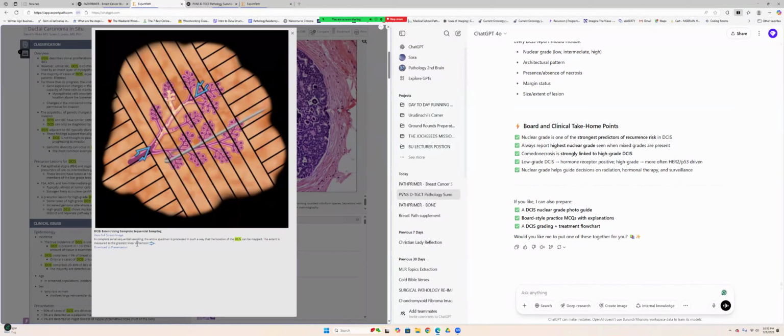In complete serial sequential sampling, the entire specimen is processed in such a way that the location of DCIS can be mapped. The extent is measured as the greatest linear dimension. So the extent of a DCIS is not actually the number of blocks. It is the greatest linear dimension of the DCIS. If you map it, you can measure that.